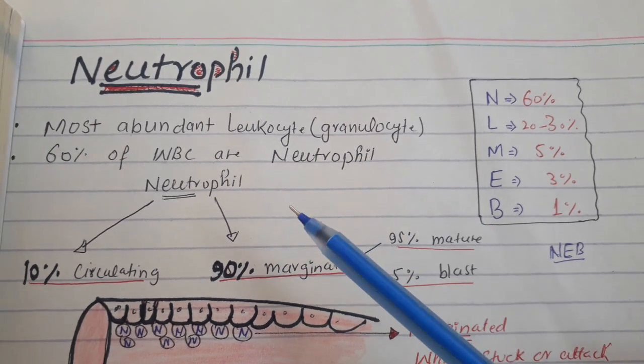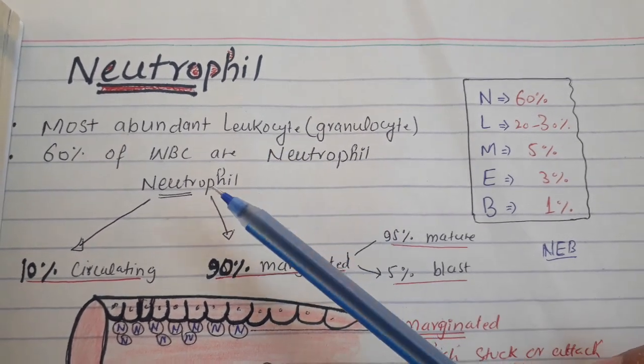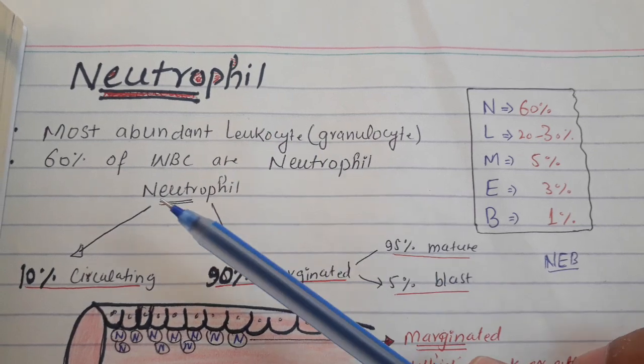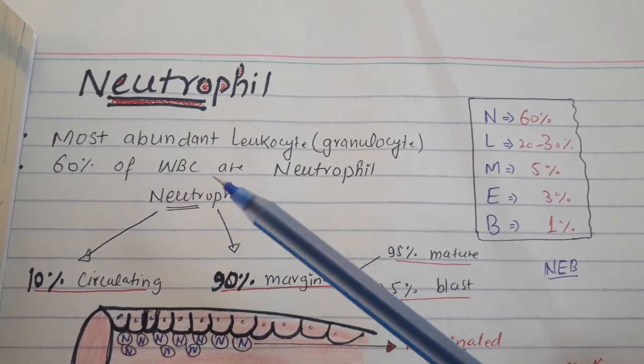Neutrophil, okay, it is the most abundant leukocyte. It makes up 60% of total leukocytes, or total WBC, white blood cells.